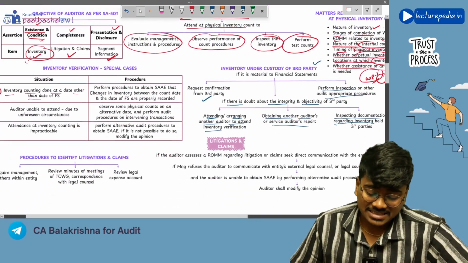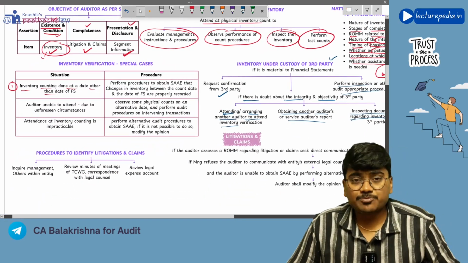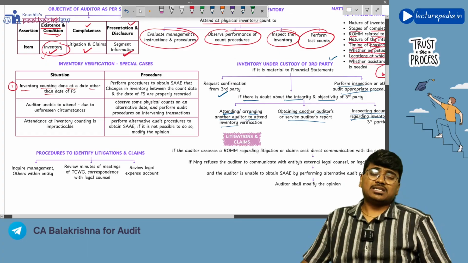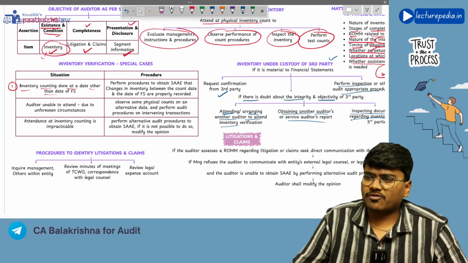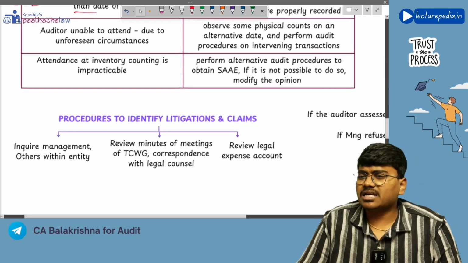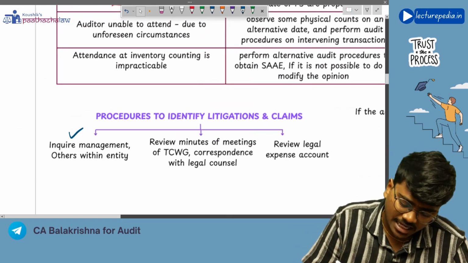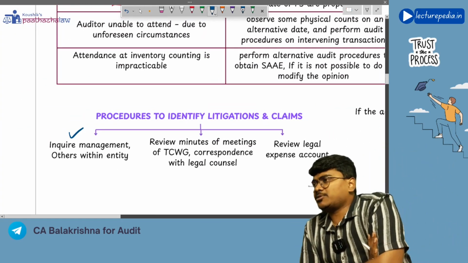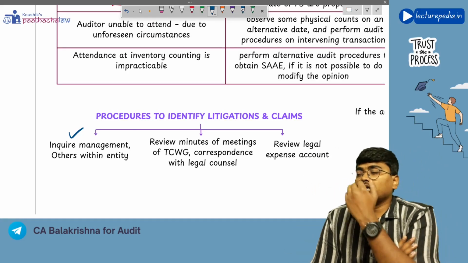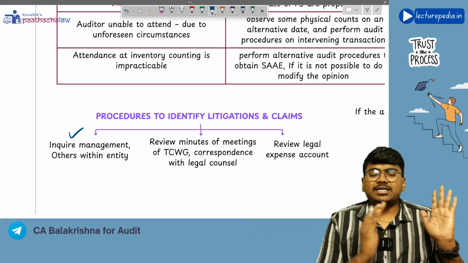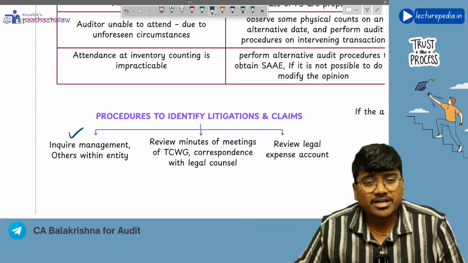Next, litigation and claims. With respect to litigation and claims, the assertion that we are addressing is the completeness of litigations and claims. So what procedures will you perform to identify litigations and claims? First of all, you will inquire with the management what litigations you have. Give me the list of complete cases against you. You will ask the management, right?